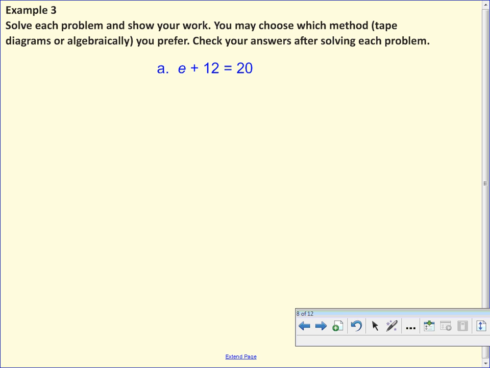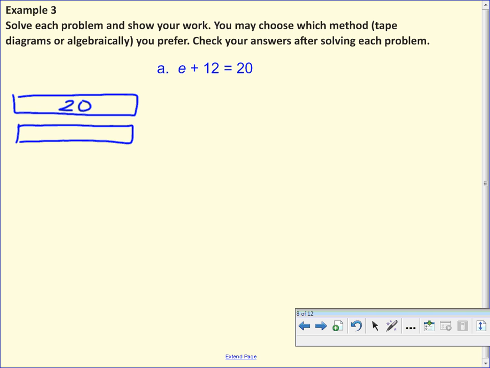Okay, let's try it. So first with the tape diagram, you know that the whole thing is 20. How many of you want to draw it algebra with the, oh jeez, oh, it's really blowing on my stuff. Okay, hold the recording.